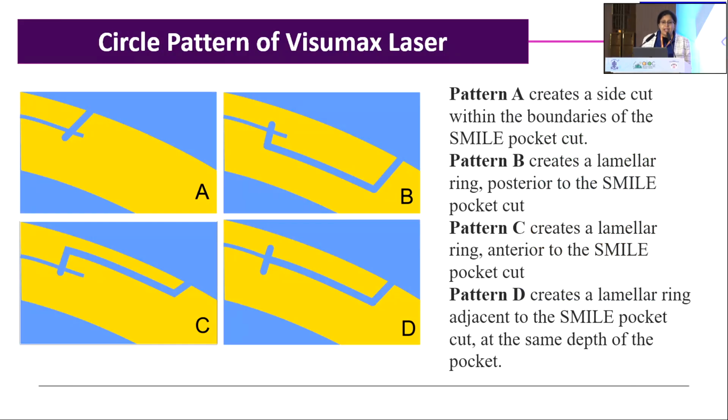So 4 patterns were described initially, pattern A, B, C and D. So pattern D creates a lamellar ring adjacent to the smile pocket cut at the same depth as the initial cap. A is a side cut only. So if this is the original smile interface, A is only a side cut. So this will be useful when I go on further for the indications of this pattern.